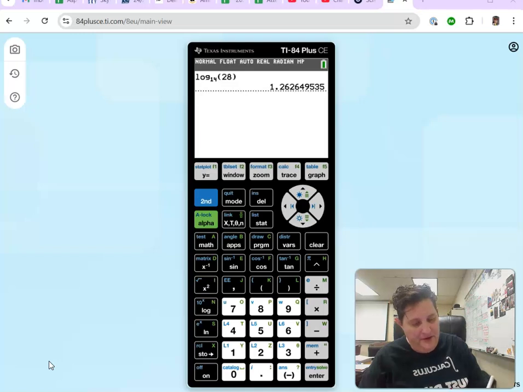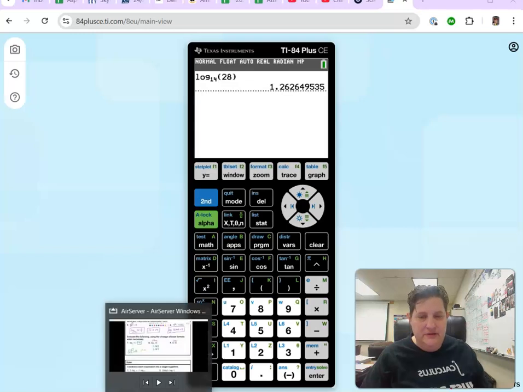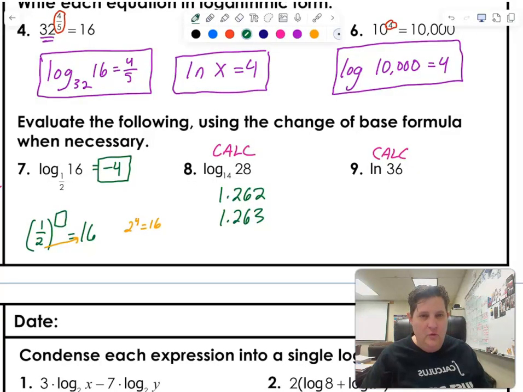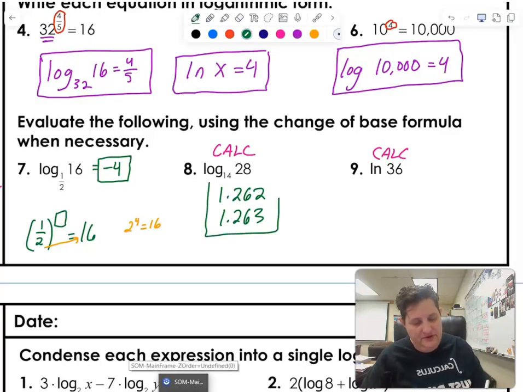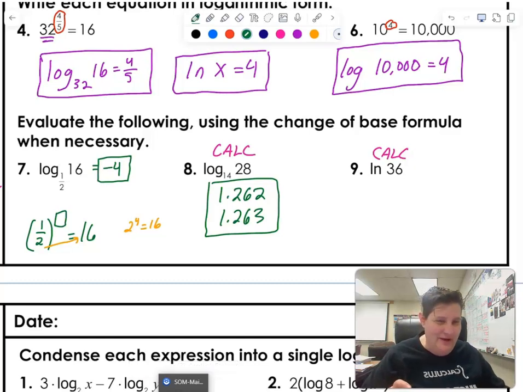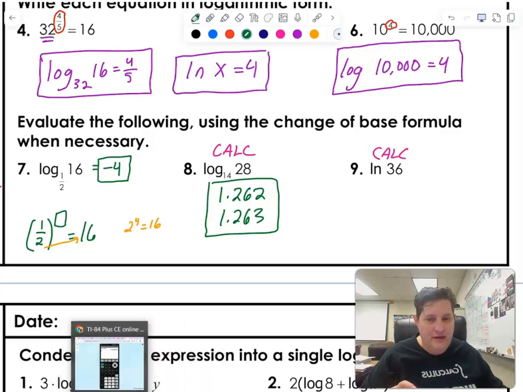All right, so for this, I would accept either 1.262 or 1.263, that's fine. Or you can put down more decimals, and that's okay, as long as we're not having to round to a specific number. Okay, and then let's take a look at the other one.